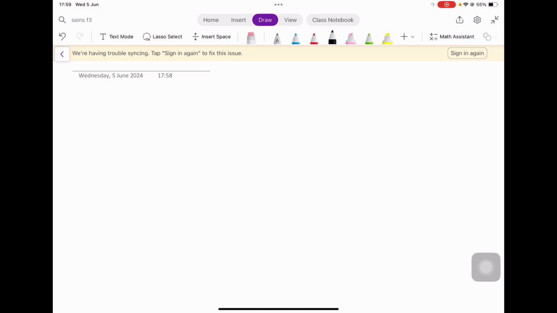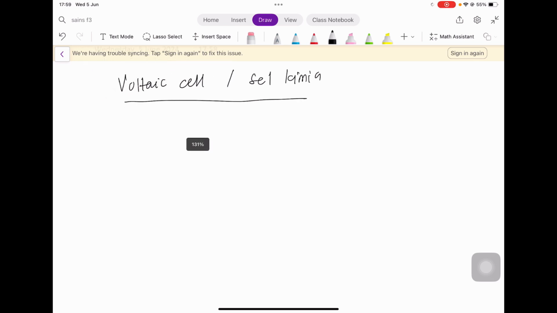Dalam bahasa Melayu, sel kimia. Or also known as sel kimia. Okay, first thing first. This is the easiest subchapter, I think, in the redox reaction, chapter 1 from 5. So only a few things that you need to know, but first, I would like to explain apa benda voltaic cell ni.